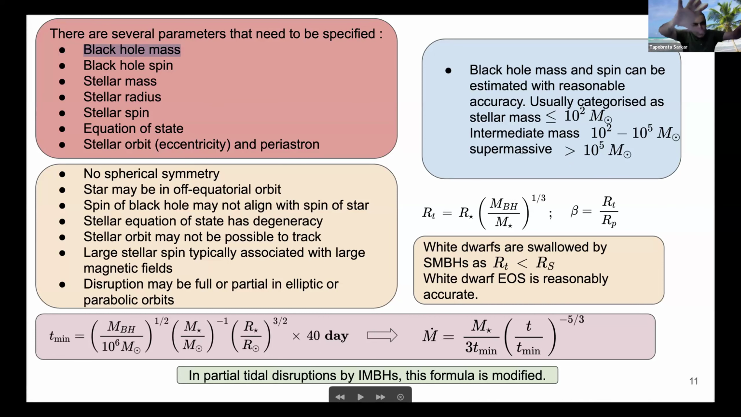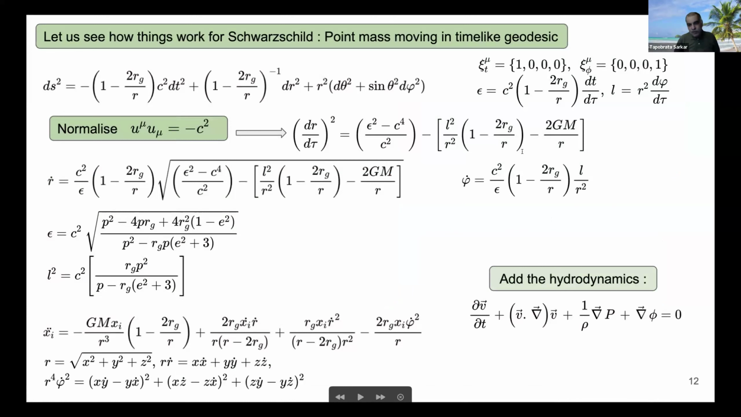So these are the parameters, these are the observables, and these are the problems. Now, where does one go from here? Let's see. I'll be very brief about this slide.